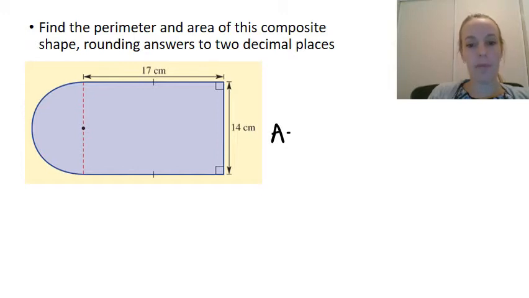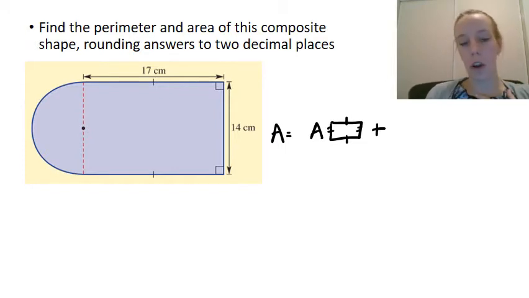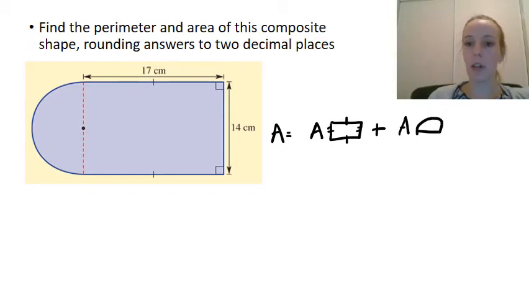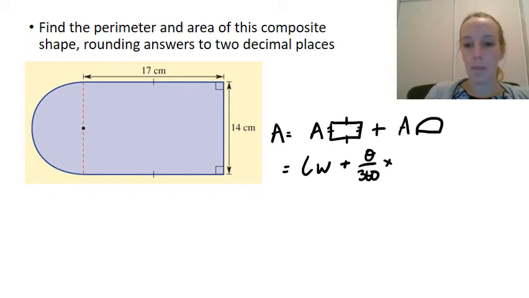So area equals the area of our rectangle plus half the area of a circle, or you could do the area of a sector. Because it's half of a circle there, you could do 180 degrees, plus the area of our semicircle. That's a terrible semicircle, but you get the point. So area of a rectangle is length times width, plus the area of that sector, which is the degrees divided by 360 times pi r squared. Or you could do area of a circle, which is pi r squared, and divide that by 2. Either way would be correct. You'd still get the same answer.